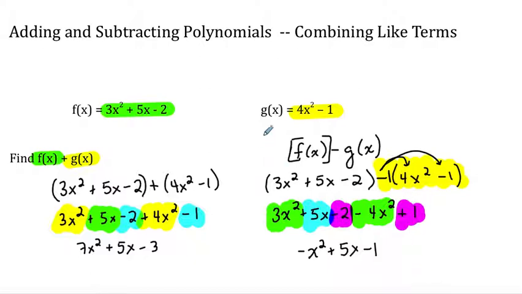So again, adding and subtracting polynomials is really a case of just identifying and combining like terms. But remember, when subtracting those polynomials, to be careful to distribute that negative sign into this complete second term, because everything in that second expression is being subtracted from the first.